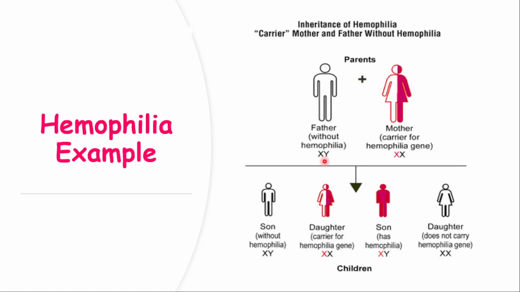However, if the daughter gets this normal X chromosome from the father and the affected X chromosome from the mother, she becomes a carrier. If the son gets this pink X chromosome, the affected chromosome from his mother, he has to be hemophilic, because the Y chromosome has no effect on the X, you see?